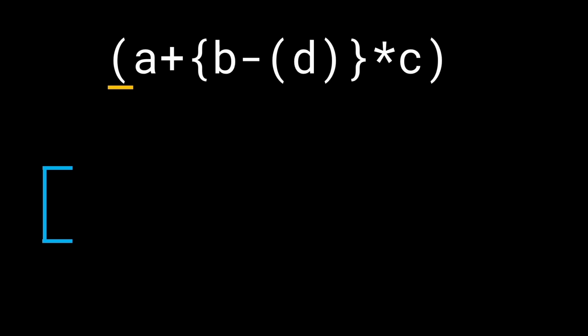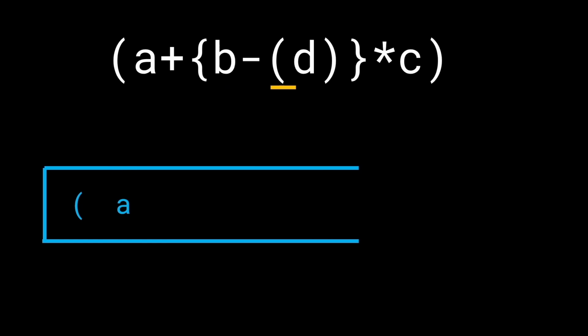Here's what I mean. Say we get this opening round bracket, we do nothing but push this on the top of the stack. Then we get A, push it on top of the stack, then we get plus, open curly bracket, B, minus, open round bracket, D. The only time when we do not append items on a stack is when we get a closing bracket. This is important. This is very important.